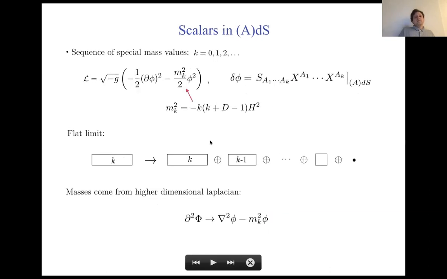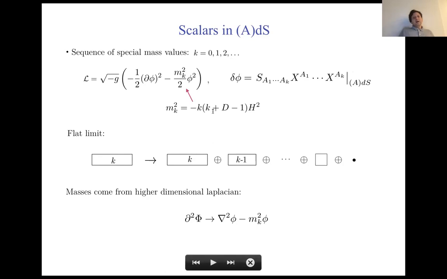Okay, so in fact, there's a whole sequence of mass values. So they're labeled by this integer k, going from 0, 1, 2, and 3. These mass values here, where you get a kth order in x shift on AdS or de Sitter. So k equals 0 is the ordinary shift, k equals 1 is the ordinary Galilean, k equals 2 is the special Galilean, and in the flat limit, it reduces to precisely the symmetries of that particular case.